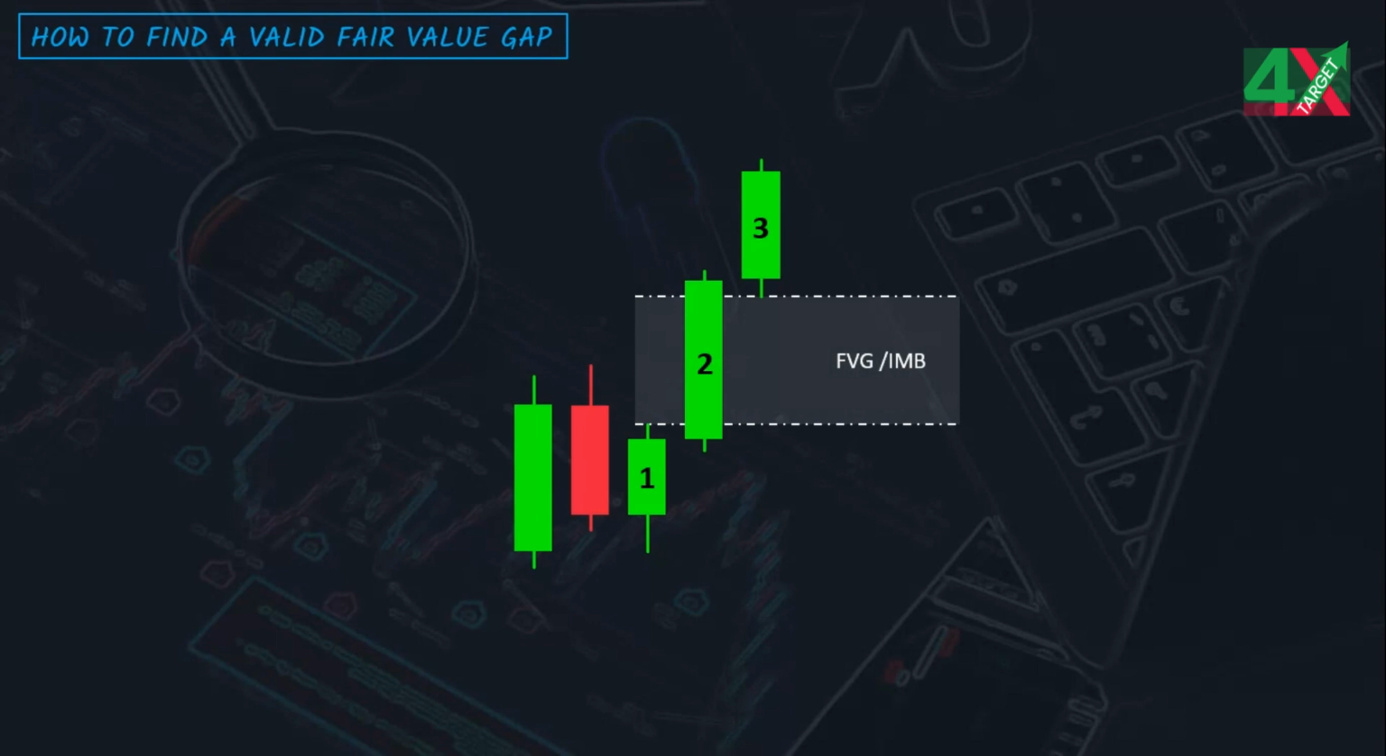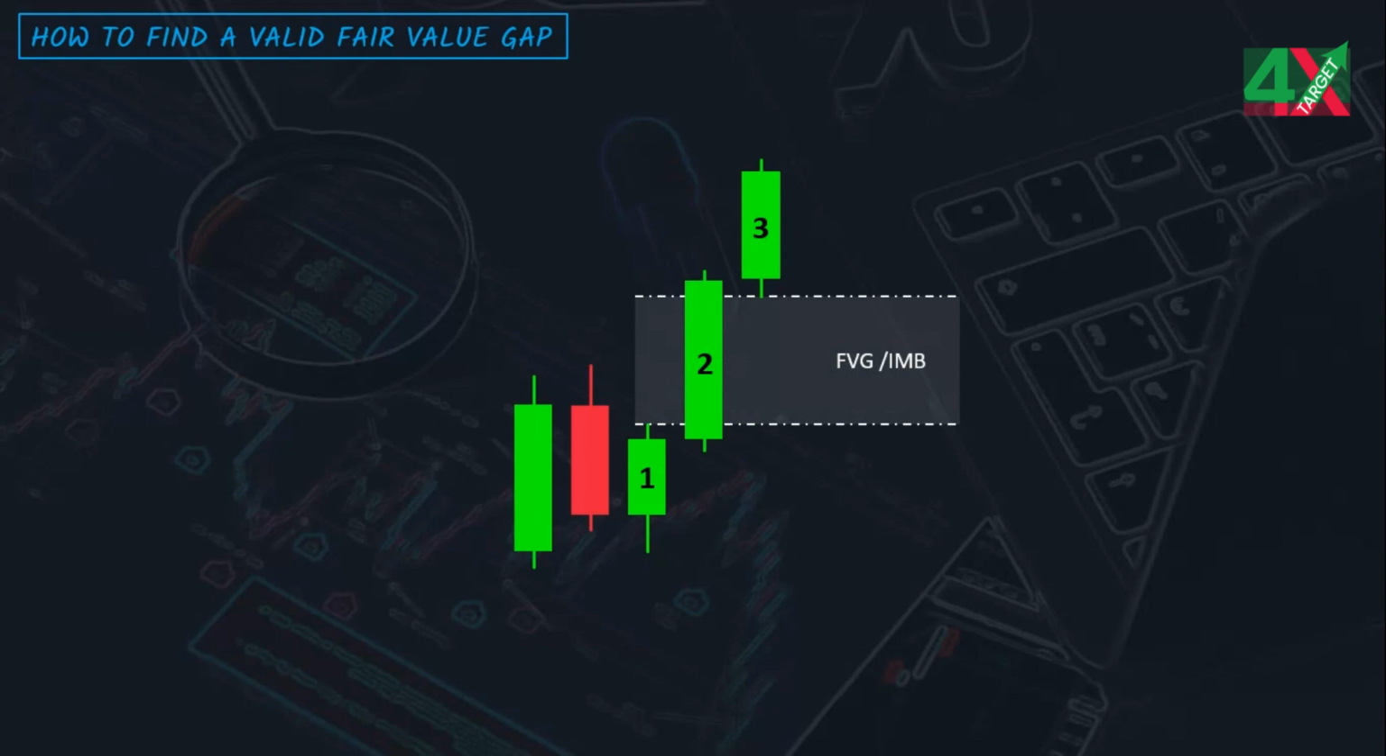When an FVG appears together with other smart money concepts, such as an order block or a liquidity sweep, that's when it transforms from a simple imbalance into a high-probability trading opportunity. We're not going to dive deep into order blocks or liquidity sweeps in this video; those topics will be covered in detail in the upcoming videos.